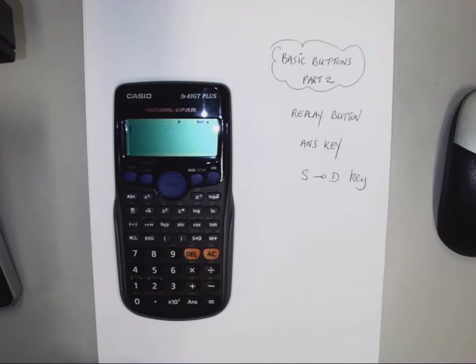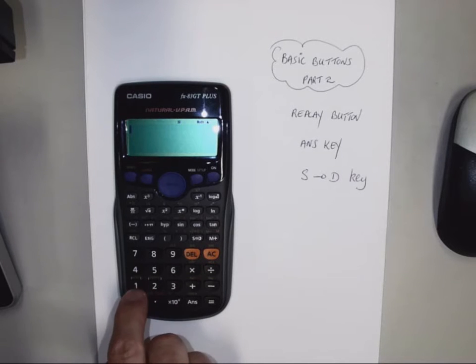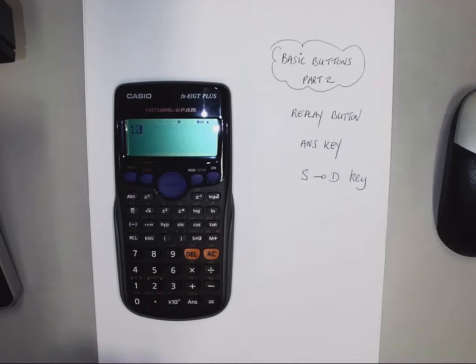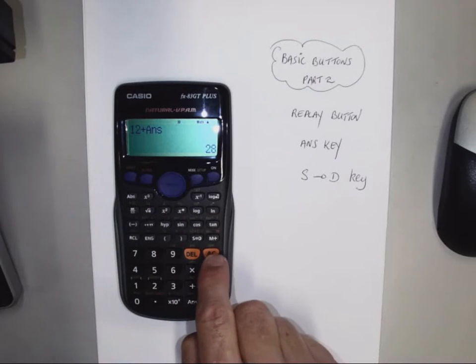Press AC. Let's say I wanted to add on something to that last answer. Let's say my next sum was 12 added to the answer to the last question. So I can just say 12 plus the answer to the last question, and that was 16. So when I press equals here, I hope it gives me 28. Press equals, up comes 28. So you can use the answer button as part of another sum. Very useful if your answer again was a very long decimal.